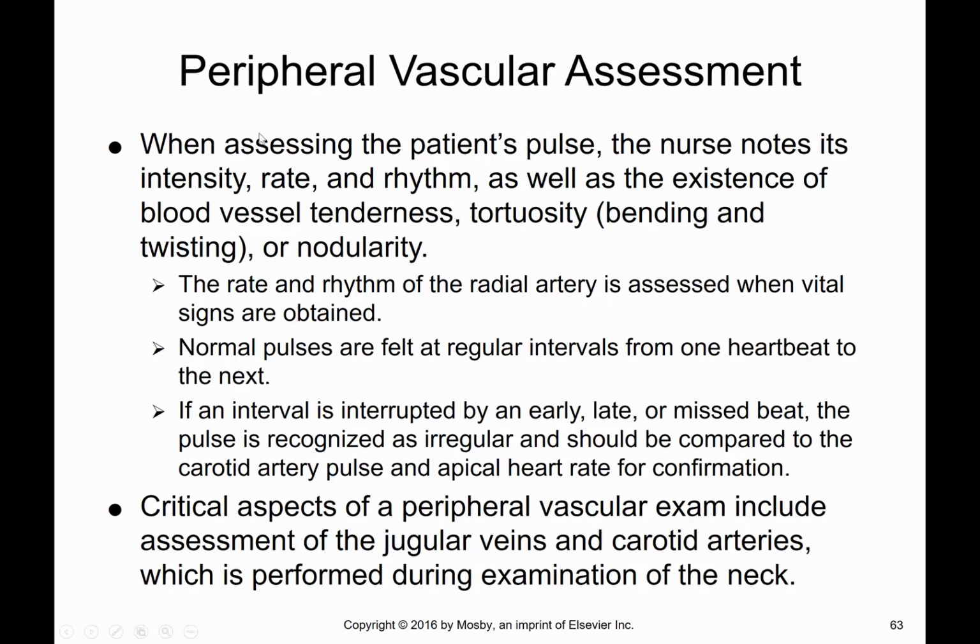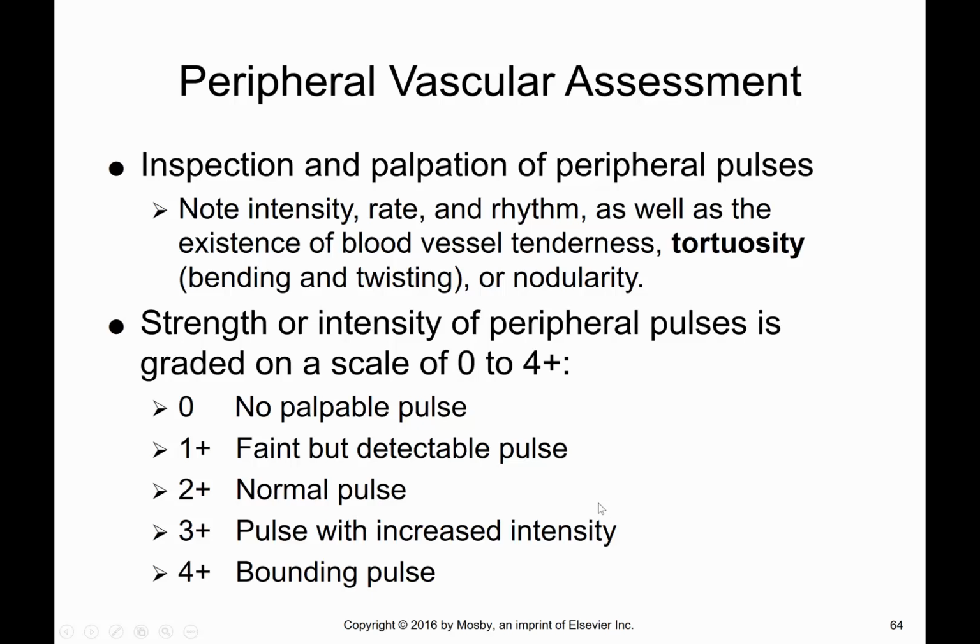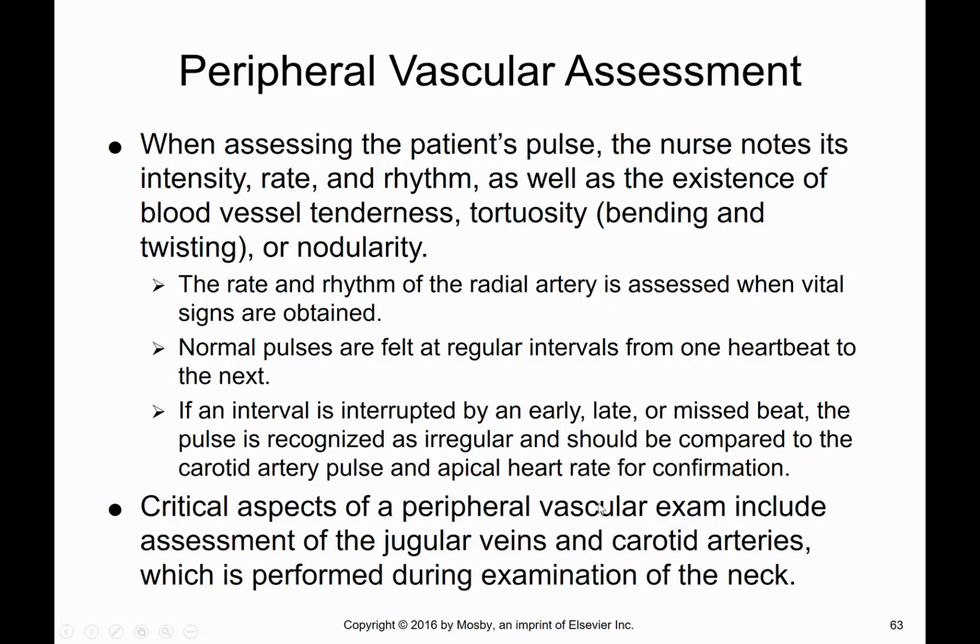Now, part of the cardiovascular assessment is a peripheral vascular assessment. So, we will palpate the radial arteries bilaterally, and we will palpate the pedal pulse bilaterally. Now, if the patient has a peripheral vascular problem, we may be palpating their posterior tibial as well. But we're just assessing for blood flow in the extremities when we're doing our peripheral vascular assessment, okay?